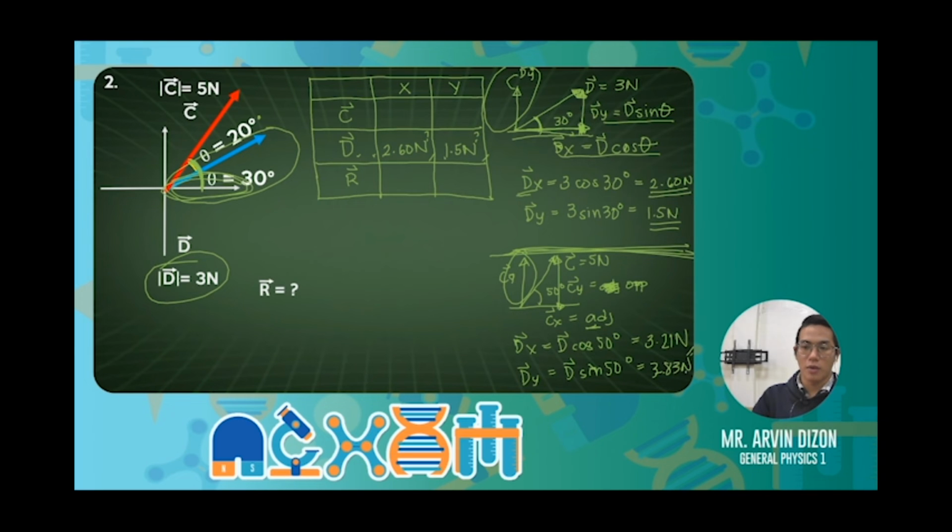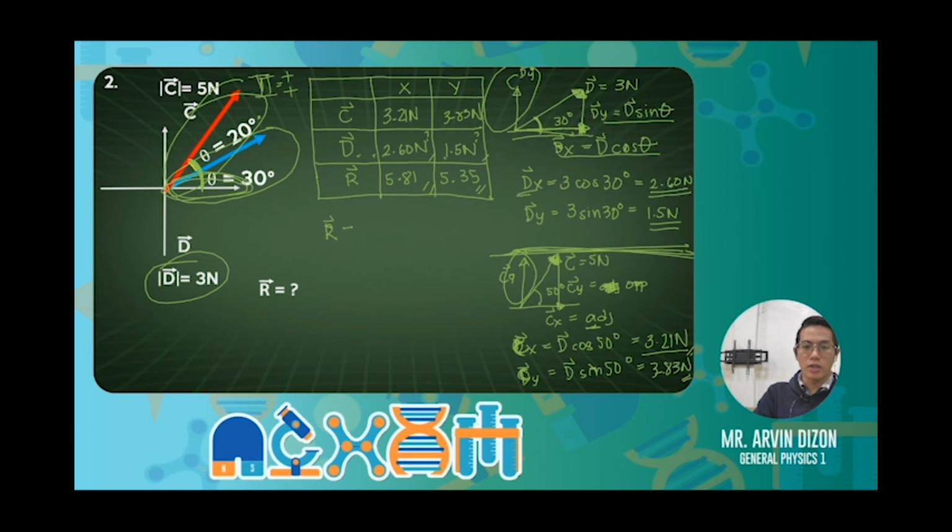3.83 newtons. Now, plugging this value on our table, Cx will now be 3.21 Newton, and then Cy will now be 3.83 Newton. Okay, still they are both positive. As you can see here, short version is that C is on quadrant 1, where the values of x and y will be positive, positive. Adding those, we have 3.21 plus 2.60. We'll have 5.81 and 3.85 plus 1.5. That is 5.35. Okay, these are now our values of Rx and Ry.